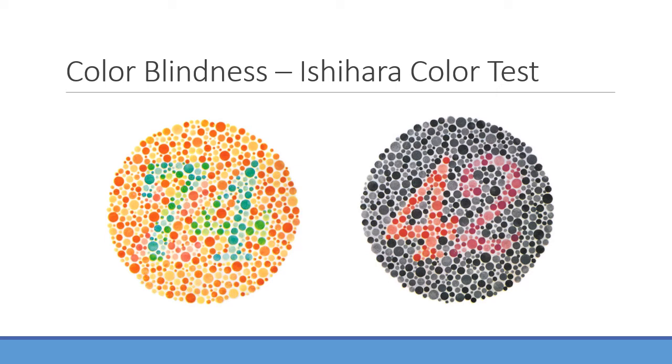42. Usually these are testing for red-green color blindness. This is typically the more frequent type that you're going to run into. The blue-yellow tends to be less frequent for whatever reason. But yeah, red-green tends to be the more common one.